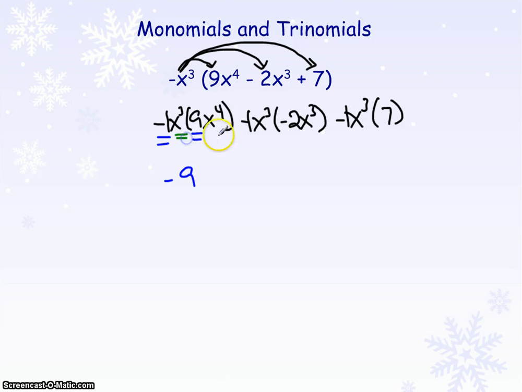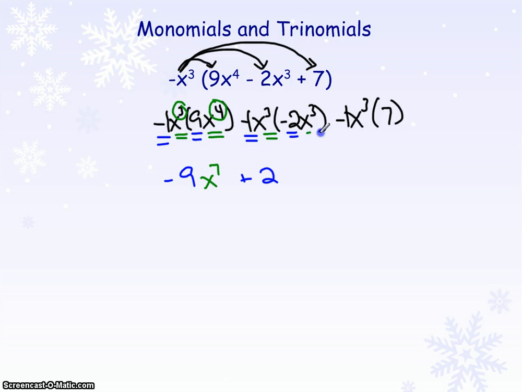Then you have x to the third, x to the fourth. Keep the x, take your exponents, and you add them. 3 plus 4 is 7. Okay, next two numbers. Negative 1 times negative 2 makes positive 2.